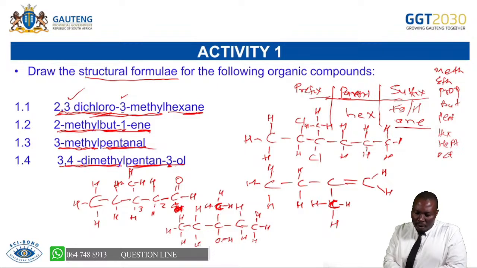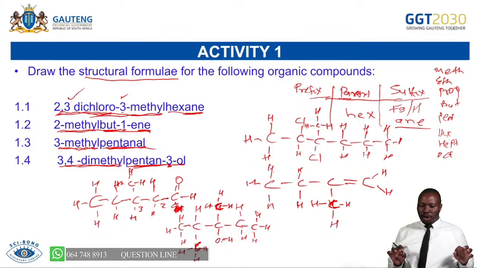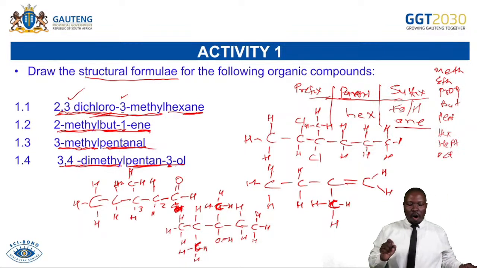In carbon number 4, we have another methyl. Please don't make a mistake of leaving them out because the whole structure becomes wrong. Please ensure that you have indicated all the structure.